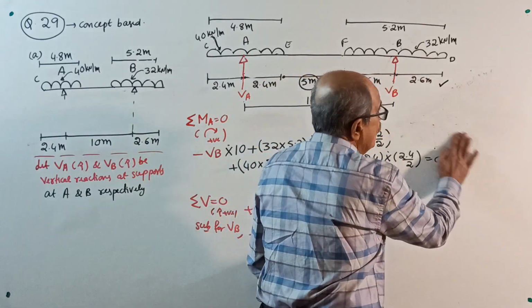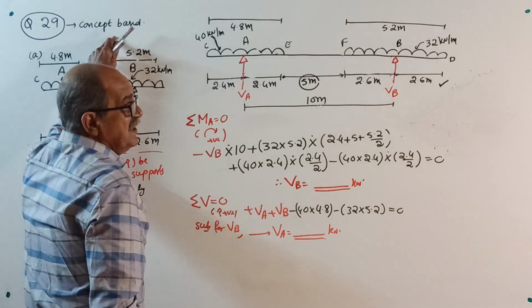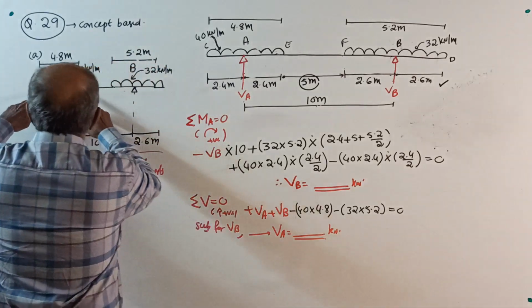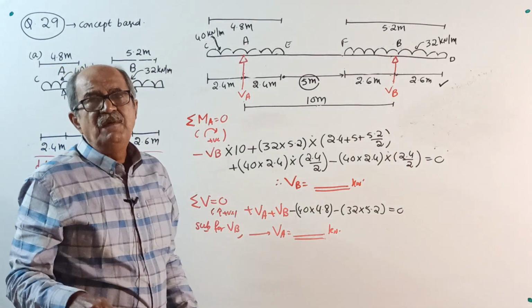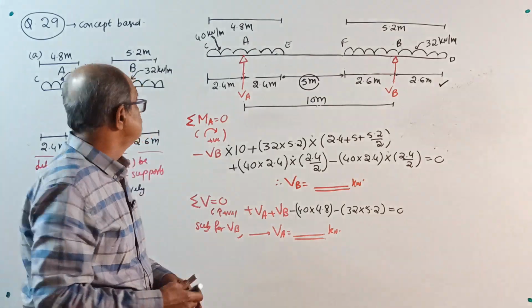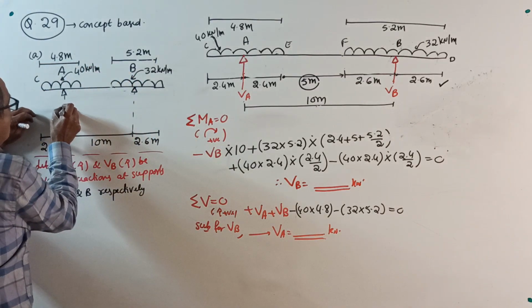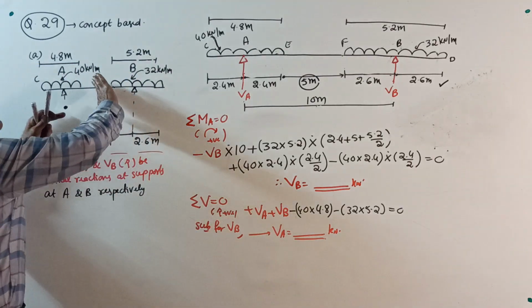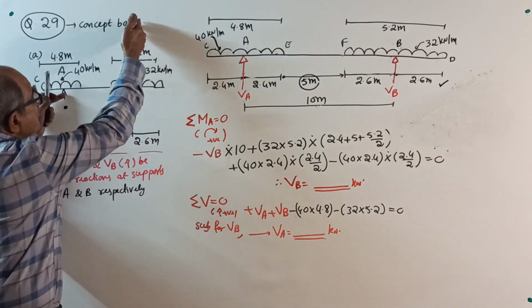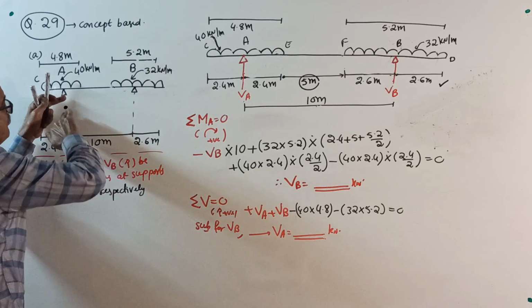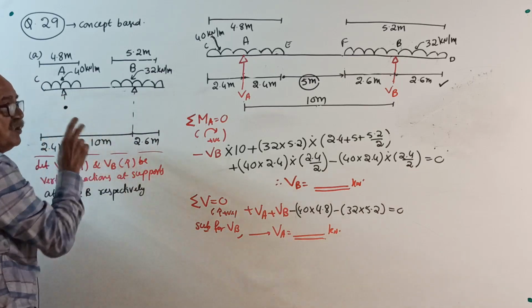Therefore, I will do one thing now. Today I will tell the question 29 concept based. See, there is a UDL here and a UDL here. Now see correctly, I will tell only once. I will not repeatedly tell it. If you want moment about A, you should write here. If you want moment about A, that UDL is no problem. Why? The total load is passing through the center. The total load into this distance right here.